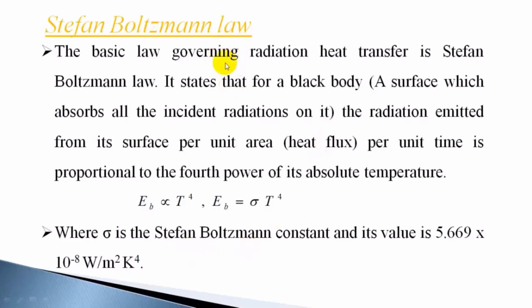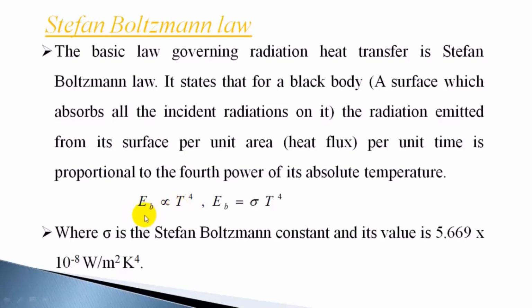Stefan Boltzmann law. It is a basic law governing radiation heat transfer. It is defined for a black body. It says that for a black body, the radiation emitted from its surface per unit area per unit time is proportional to the 4th power of absolute temperature. So it's for a black body. Emissive power of a black body is denoted by EB. It is proportional to the 4th power of absolute temperature. Absolute temperature, so it should be in Kelvin.